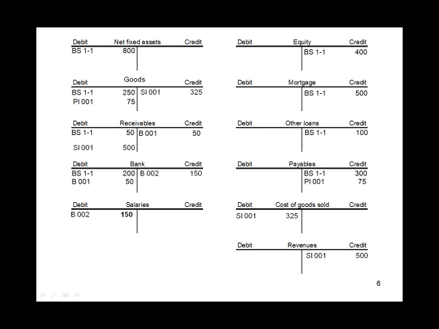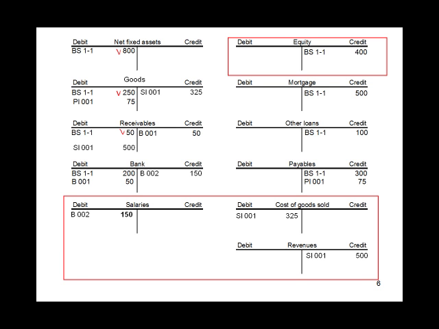We have here all ledger accounts with all the numbers we copied at the beginning from the balance sheet. We opened the ledger accounts at the beginning of the period. So we had 800 for fixed assets, we had 250 for goods, 50 for receivables, and so on. And the next thing is that we post the amount from the journal entries to these ledger accounts. We didn't use the account equity during the period. Instead of that, we use the temporary accounts.